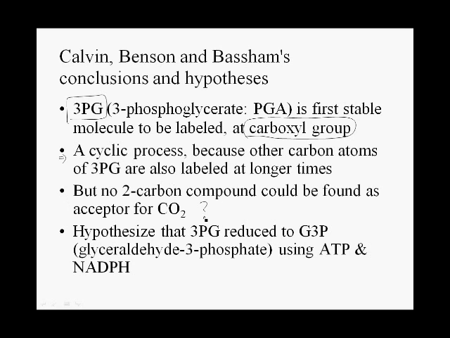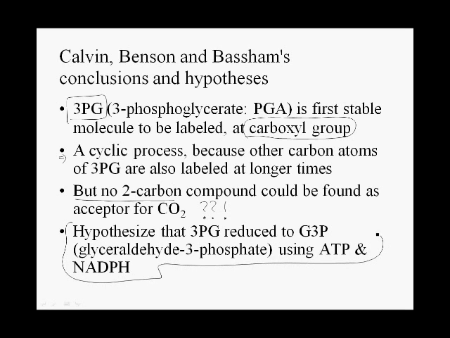But this was the big question. You figure that if you're going to get a 3-carbon compound as a result of adding a single molecule of carbon dioxide, then there should be a 2-carbon compound. So, 2 plus 1 equals 3. But there was no 2-carbon compound. They could not identify any 2-carbon compound that could act as an acceptor, that could combine with carbon dioxide to form 3-phosphoglycerate.